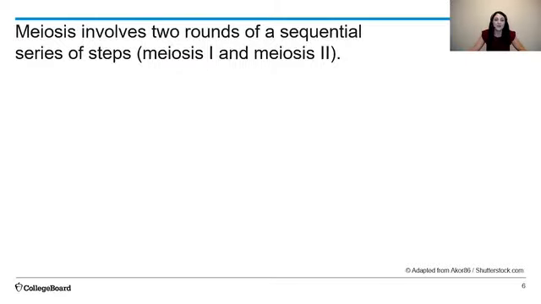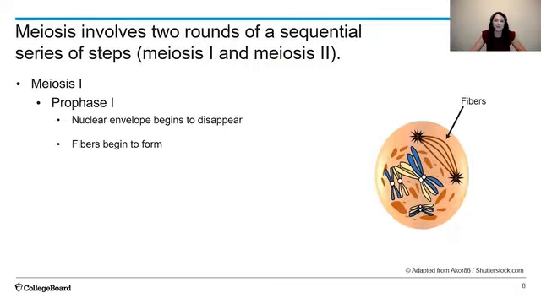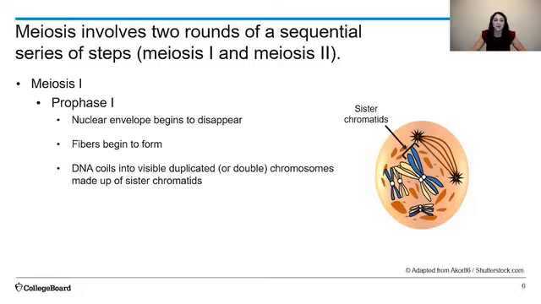In meiosis, there's going to be 2 rounds of division. The first of those is meiosis 1, and the first step of that is prophase 1. In prophase 1, the nuclear envelope begins to disappear, fibers are forming, and the DNA is coiling into visible duplicated or double chromosomes that are made up of sister chromatids. Remember, the DNA is duplicated here because the cell has already gone through interphase and done DNA replication.